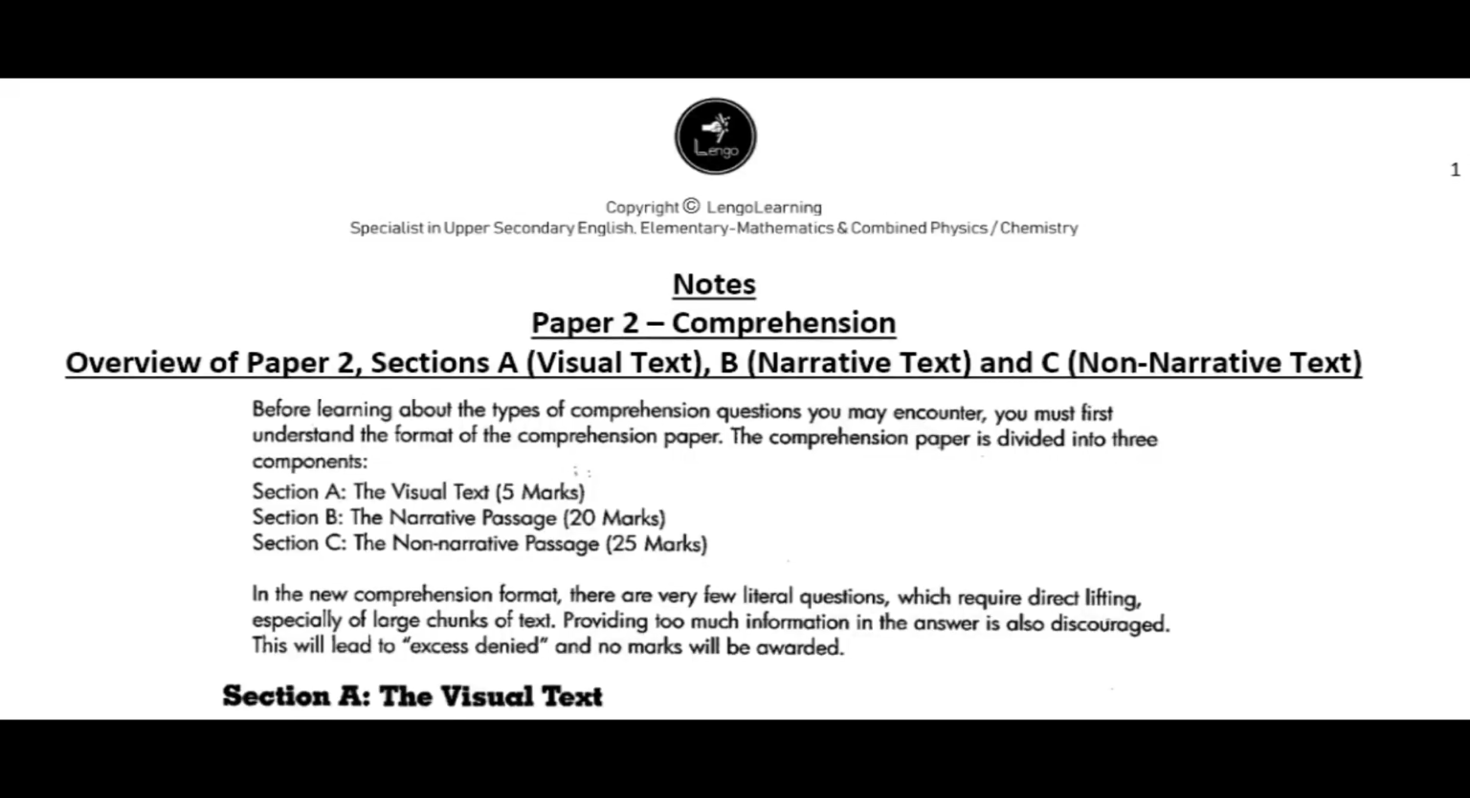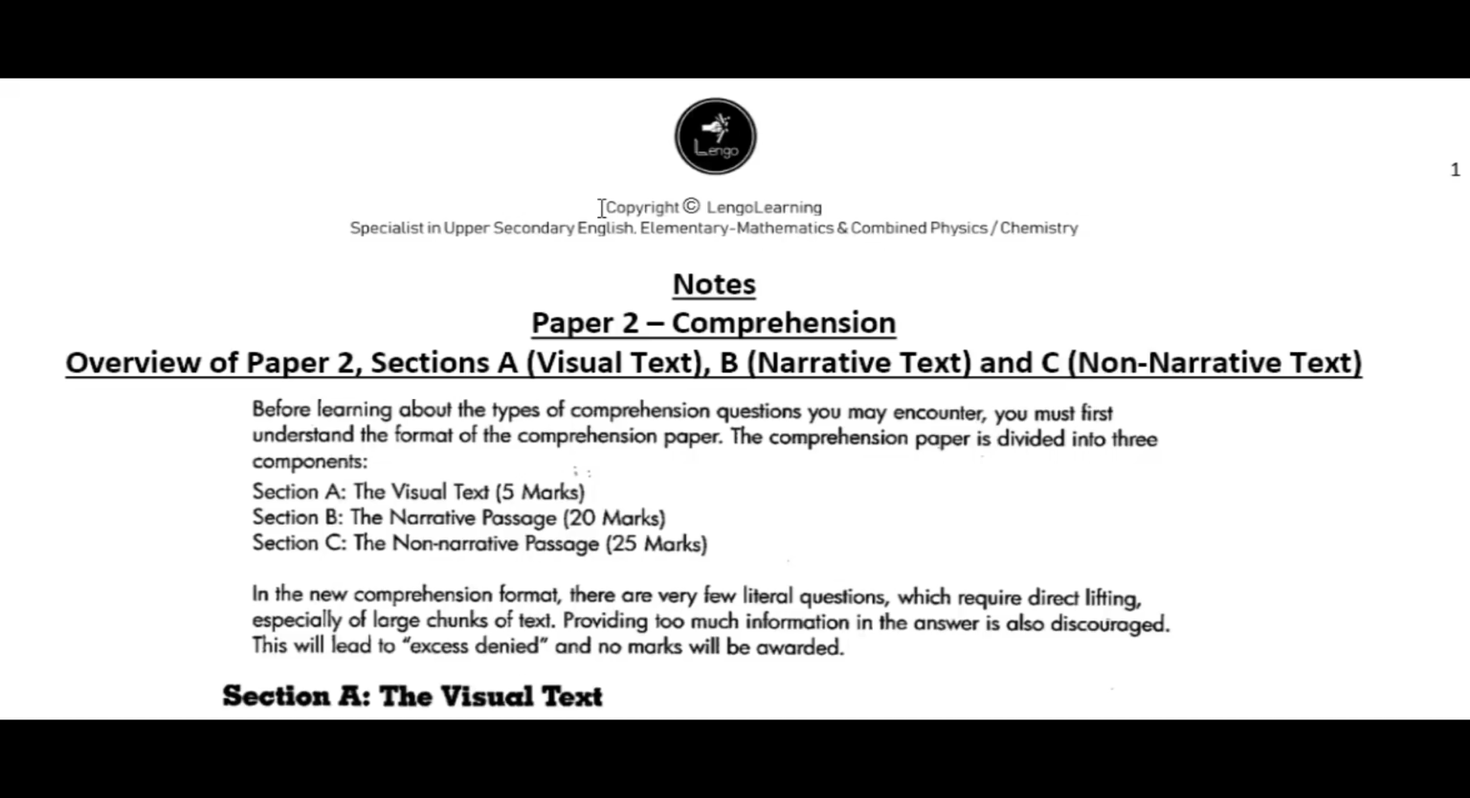Today's lesson will be on English. And I'll mainly be going through paper 2, which is comprehension, and I'm just giving you a brief overview of all three sections A, B, and C of paper 2. So as you can recall, section A will be a visual text, section B will be a narrative text, and section C will be a non-narrative text plus a summary.